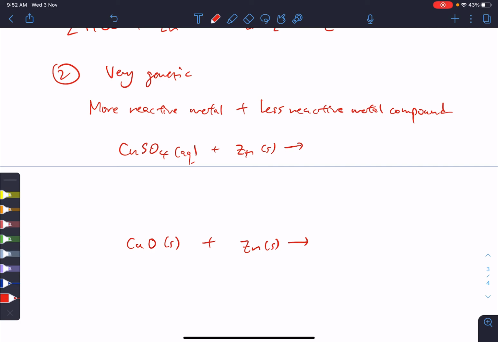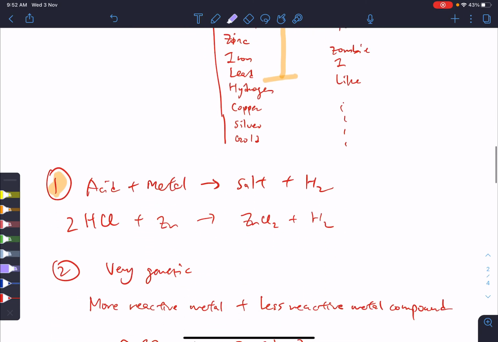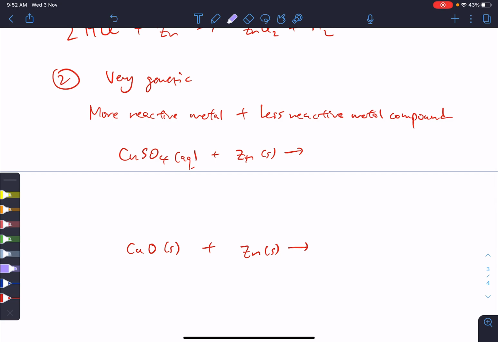So first one, copper sulfate plus zinc. Zinc is the element. Zinc is here. Copper is here. Oh, zinc is above in the reactivity series. Zinc is more reactive. So zinc will kick out. So now you have Cu that's kicked out. And zinc will take its place, zinc sulfate. That's it.